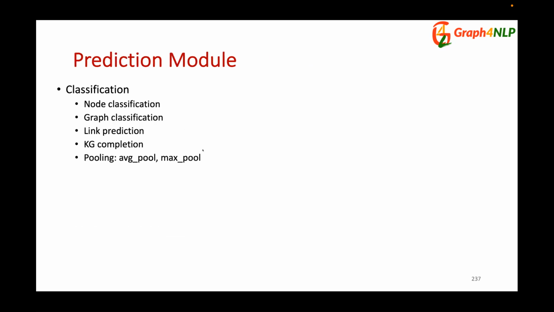Next I'll talk about the prediction module. Basically we categorize NLP tasks into two categories. One is the classification task. For classification tasks, we provide APIs for node level classification, graph level classification, link prediction, and so on. And we provide some commonly used graph pooling mechanisms like the average pool and the max pool.